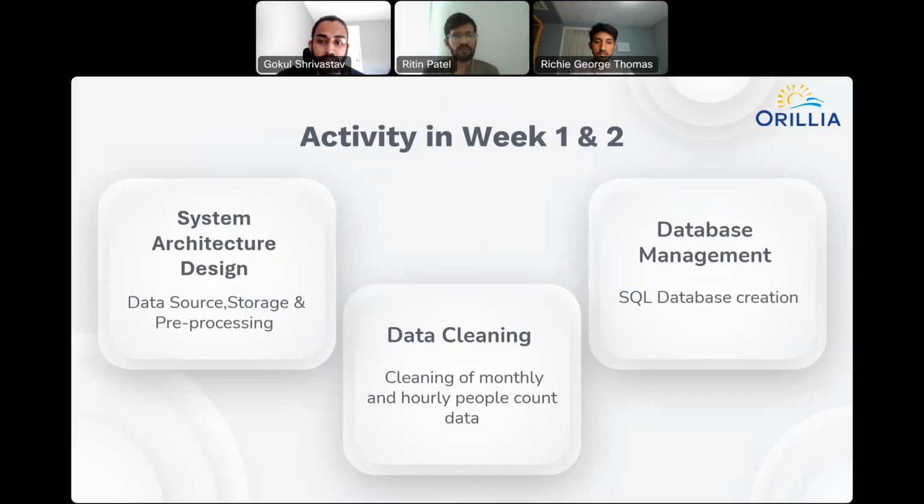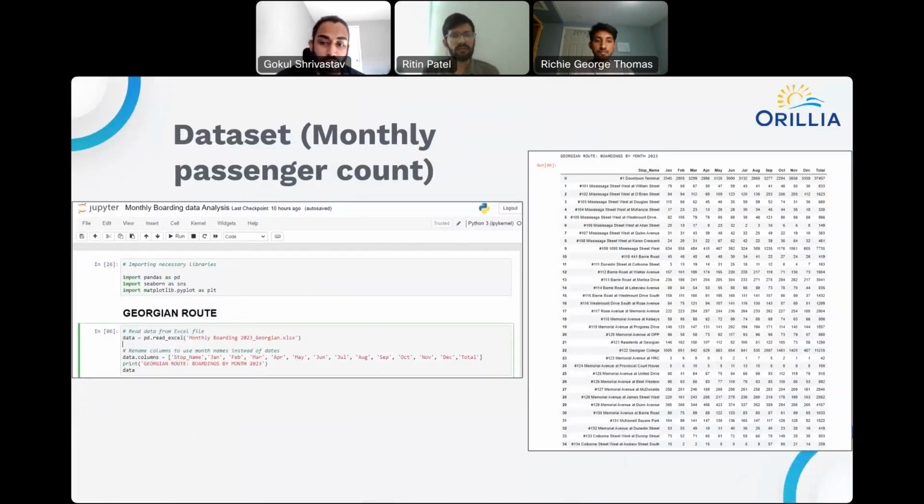I'll start by explaining the journey our project has taken in the first couple of weeks. First was sourcing the data, which was stored before pre-processing. We had to clean our dataset before we created the database in SQL. And we started with the Georgian route, one of the busiest routes displayed in the slide over here.